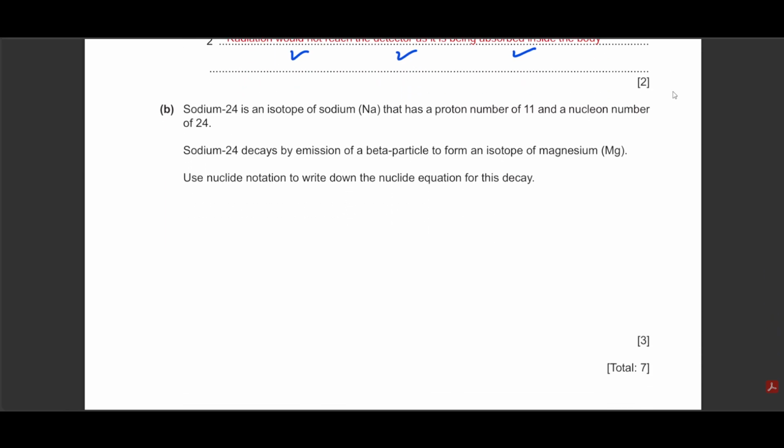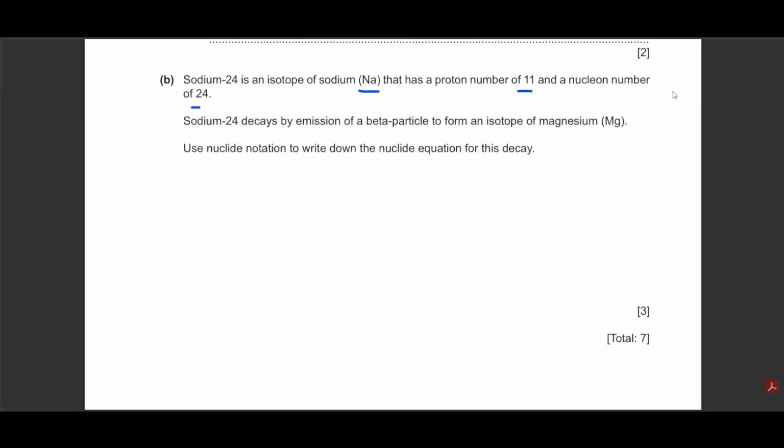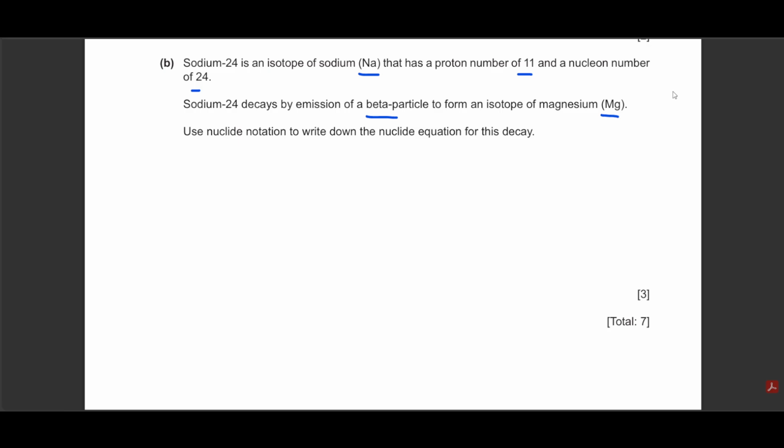So sodium-24 is an isotope of sodium with proton number 11 and nucleon number 24. It emits a beta particle and becomes magnesium. So let's make an equation. This is what he wants us to do, nuclide notation. So we start with sodium 24, 11, which breaks down to become magnesium 24, 12 plus beta 0, minus 1. Now notice that you can start from this location, like this one.